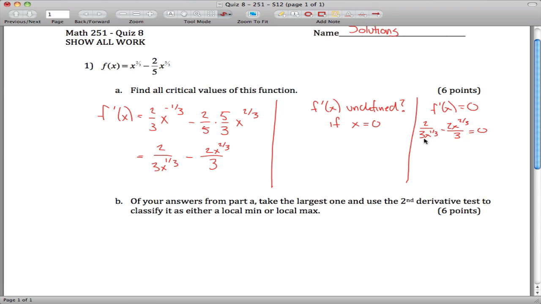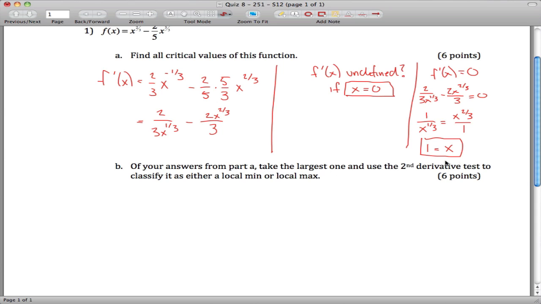We could add this over to the other side and multiply both sides by 3/2. And we get 1 over x to the 1/3 equals x to the 2/3 over 1. So I added this over to the right hand side, and then I multiplied both sides by 3/2 to get rid of this 2/3 and this 2/3. And now if I multiply both sides by x to the 1/3, I get 1 equals x. So f prime of x equals 0 at x equals 1. So my critical values are when x equals 0 or when x equals 1.